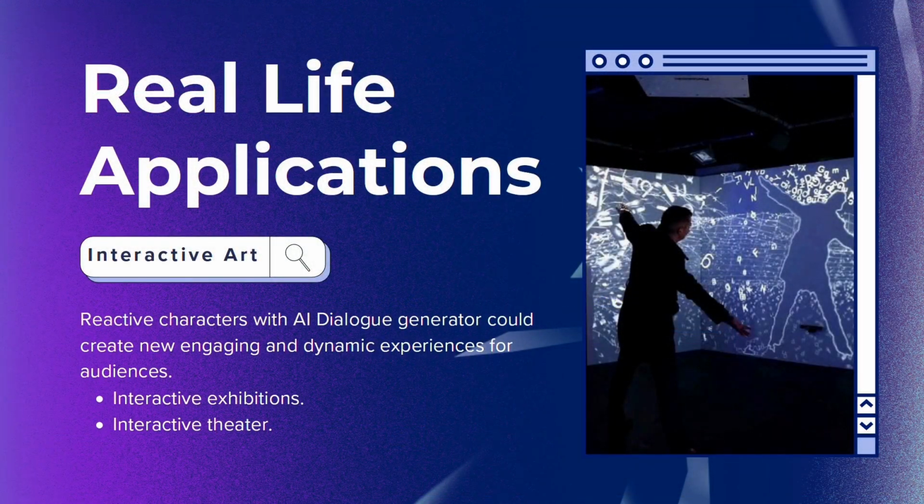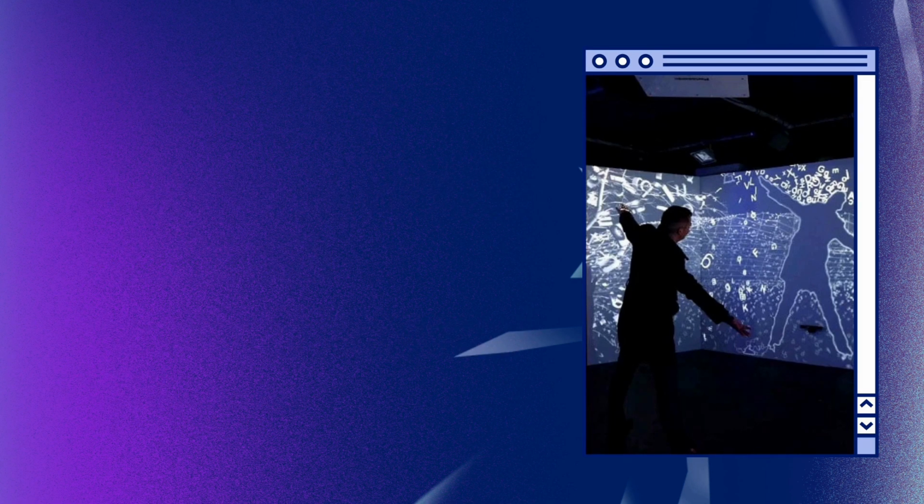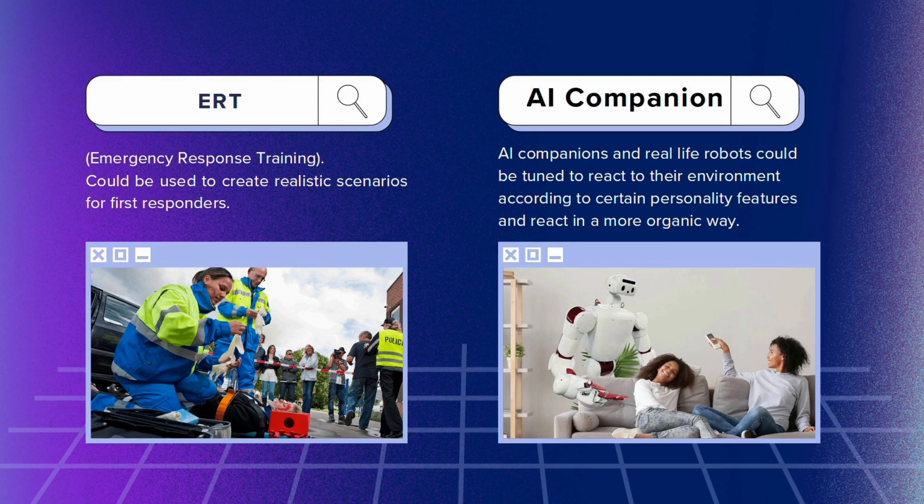How could we use this technology in real-life applications? Well, one idea is interactive art. We could incorporate AI-driven characters into interactive art installations, museum exhibits, or even interactive theater to create engaging and dynamic experiences for visitors. We could also use this technology for emergency response training procedures. By simulating realistic emergency scenarios with AI-driven characters acting out as real people, we could allow first responders to practice communication and decision-making skills in high-pressure situations. We could also create AI-driven companions for individuals with disabilities. These companions could assist with daily tasks and offer support in different contexts.